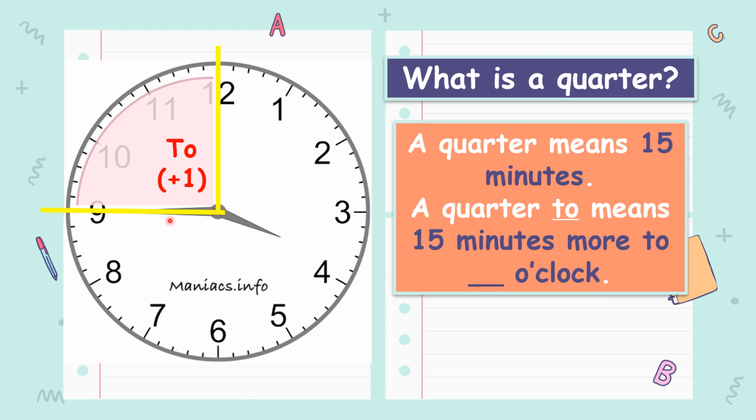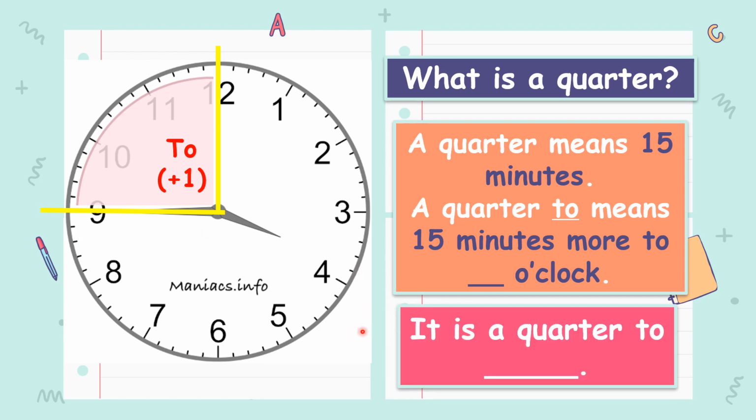So when you see the word to, you need to plus 1, meaning there are 15 minutes left to the next hour. So let's count and see, is this a quarter? 1, 2, 3, 4, 5 minutes, 6, 7, 8, 9, 10 minutes, 11, 12, 13, 14, 15 minutes. So when you see a quarter to, the other side of the clock, you need to plus 1. And we always say, it's a quarter to.